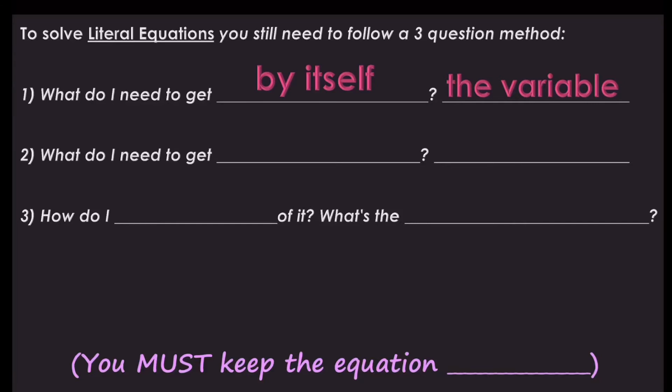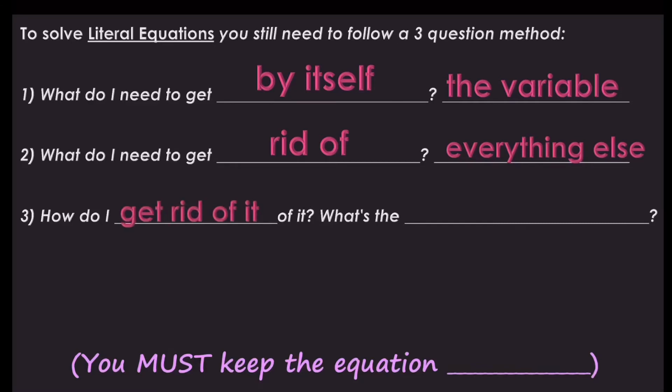Once you've identified that, you have to ask yourself, what do I need to get rid of? Meaning, what do I need to bring to the other side? What that's going to be is everything else. Anything that's not the variable. Okay? Your third question you ask yourself, how do I get rid of it? It's what is the inverse operation?